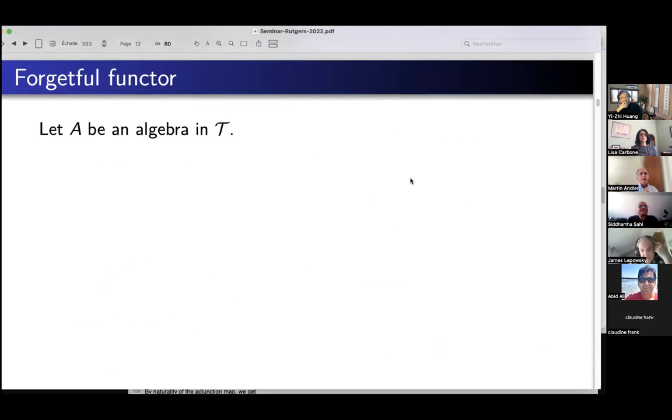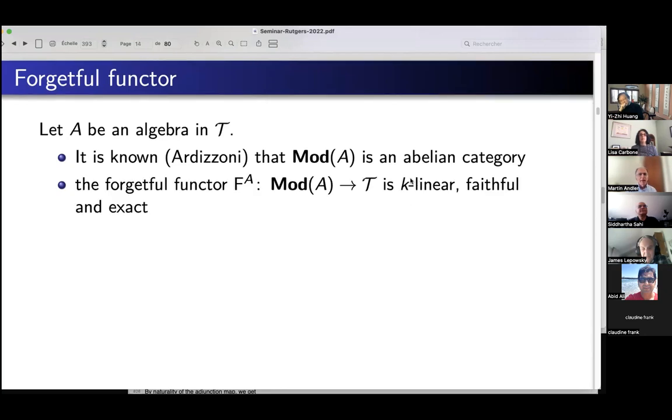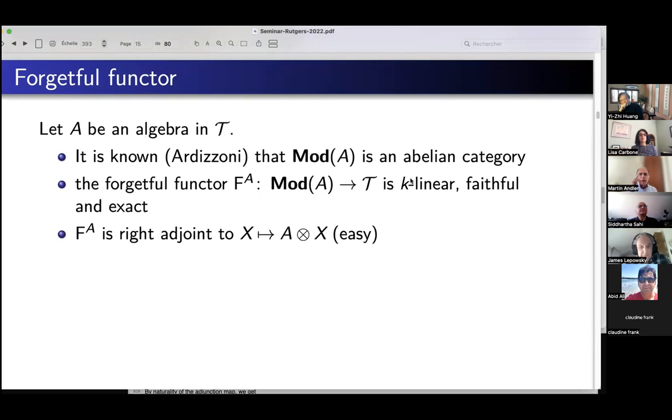Okay, so as I said, in T you can look at objects which have the structure of an algebra, and one interesting thing is to study the forgetful functor from the category of modules, which is an abelian category. It's not, of course, a tensor category, but it's an abelian category by a theorem by Ardizzoni. And the forgetful functor from mod A to T is K-linear, faithful, and exact. What's pretty obvious, and that's sort of classical, is that it's right adjoint to tensoring by A.